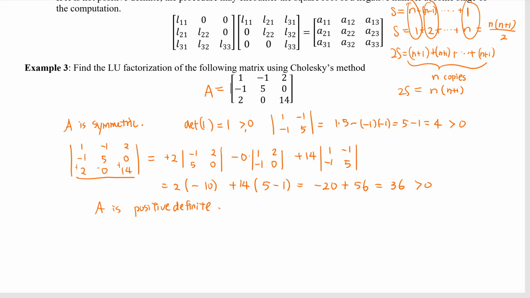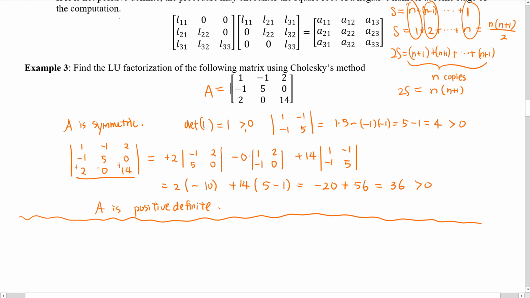So far, so good. Okay, now we can start. We have checked A is positive definite, and then we can find the LU factorization using Cholesky's method. So what is that? Let me use a different color here. So now you can see right now we are doing the LU factorization.